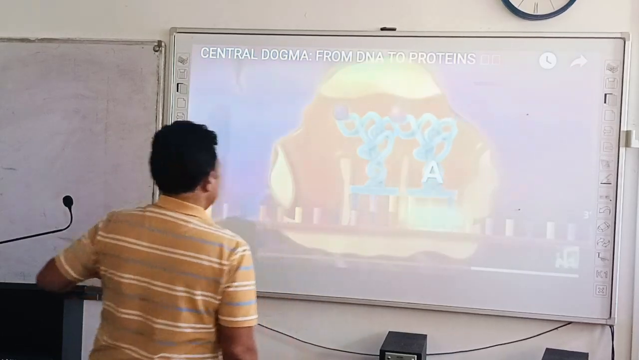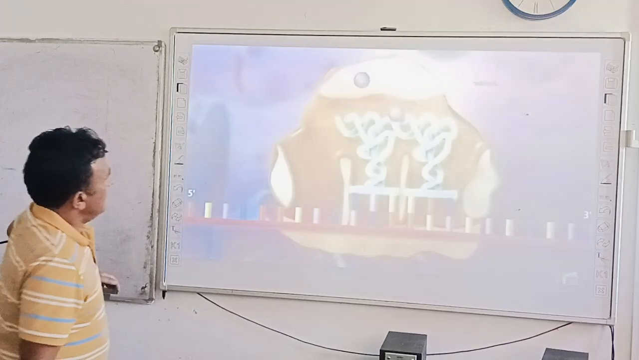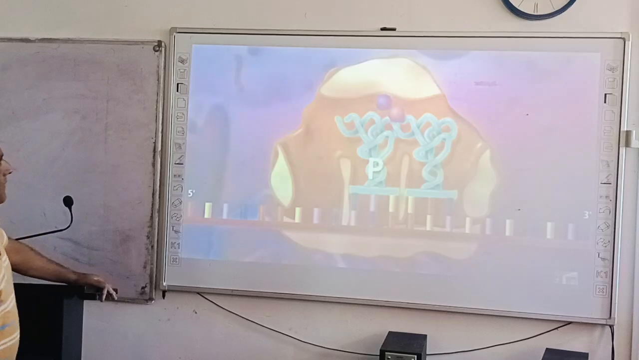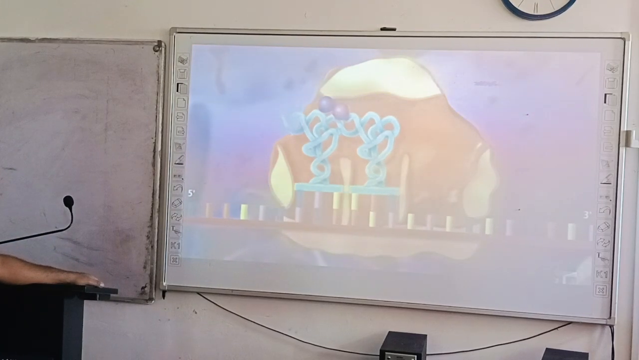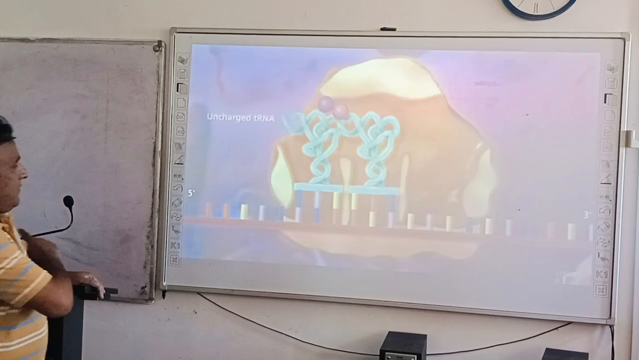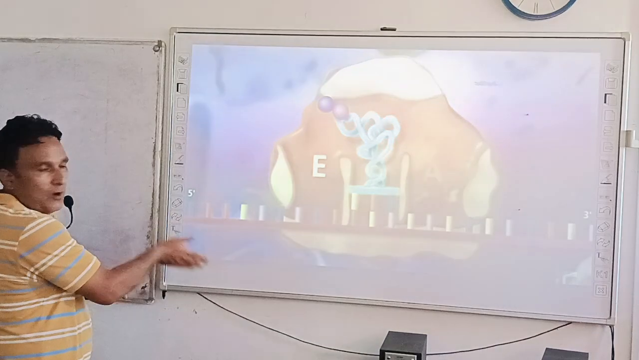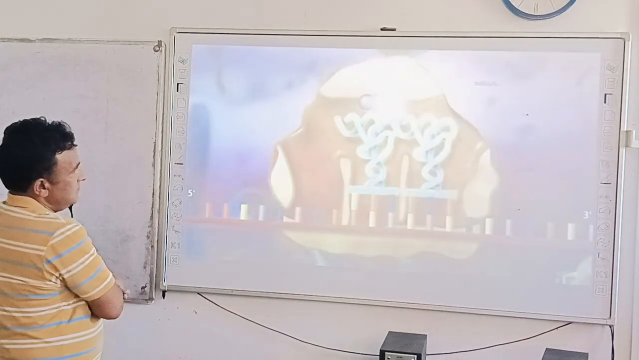The A site, and a peptide bond forms between its amino acid and the one attached to the transfer RNA molecule at the P site. The complex slides down one codon to the right, where the now uncharged transfer RNA molecule exits from the E site, and the A site is open to accept the next transfer RNA molecule.